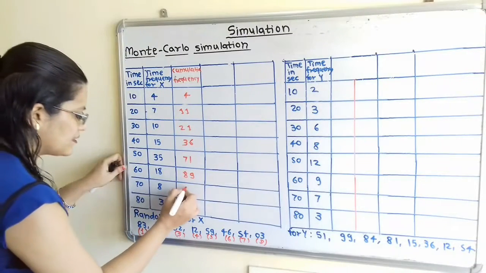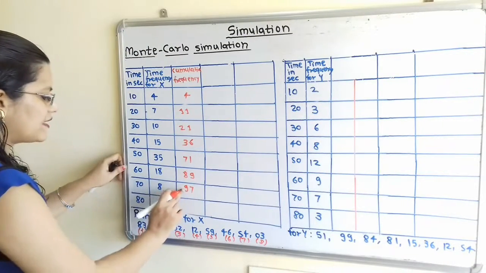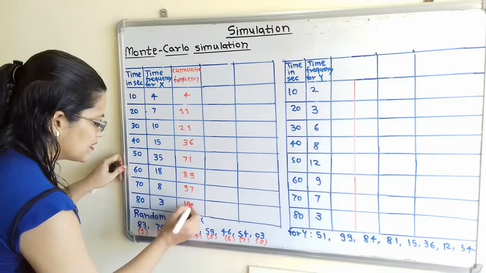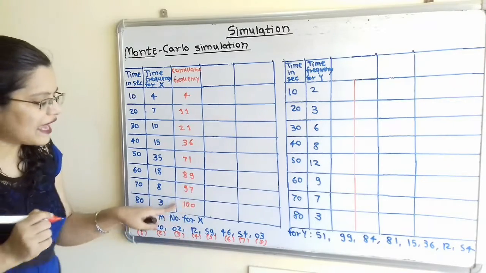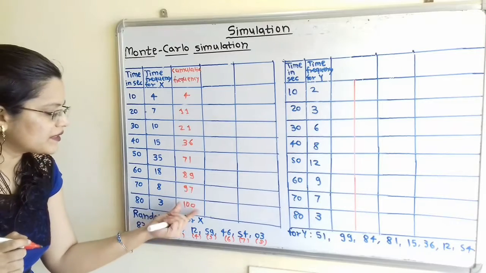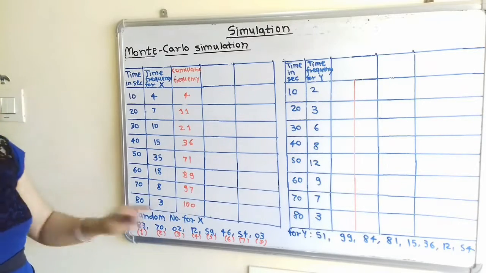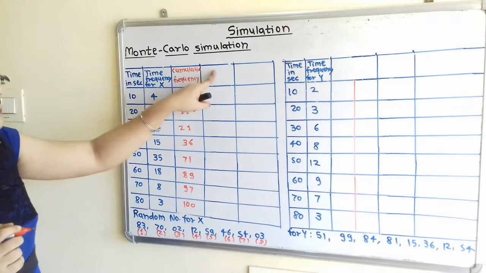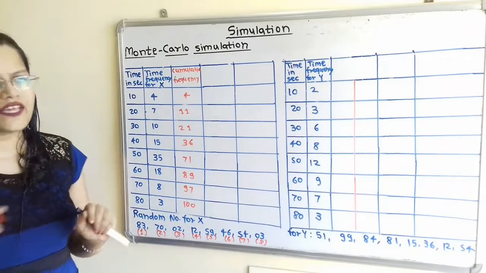89 plus 8, that is 97. And 97 plus 3, that is 100. So remember, this last number should be equal to 1 or 100. So this number is 100, so no need to change. Now we will define the next column for range.